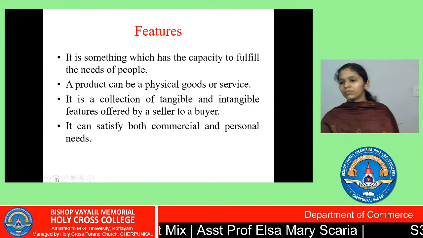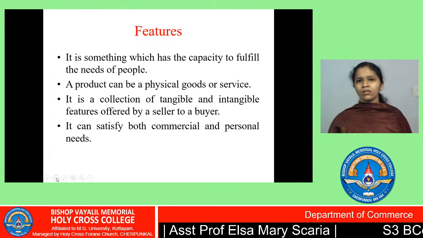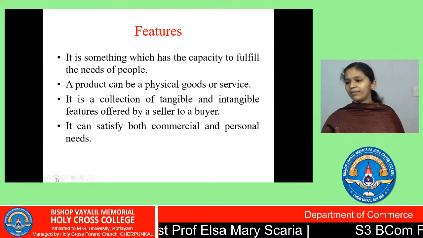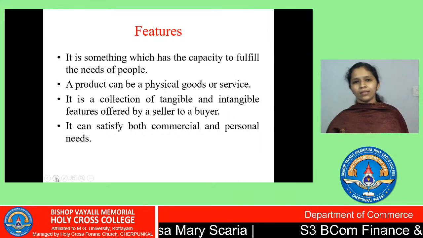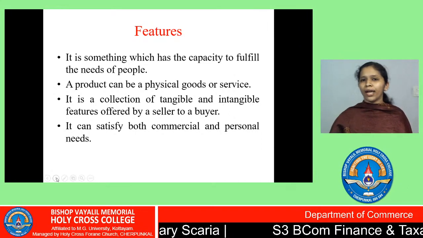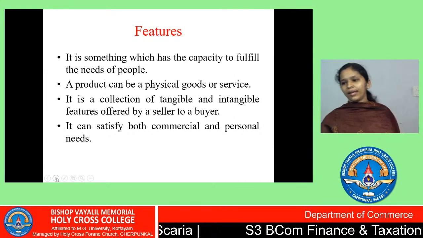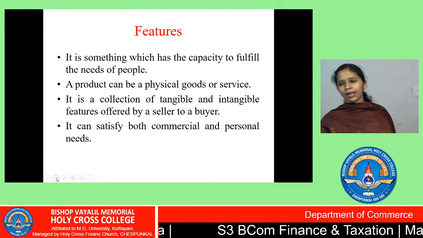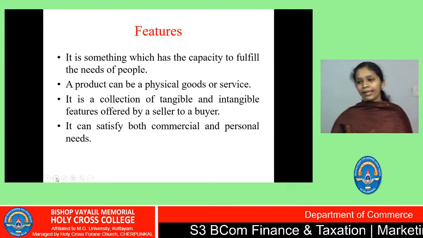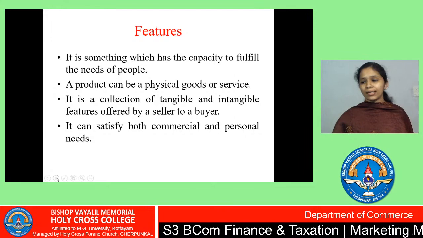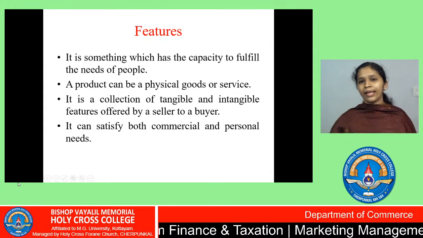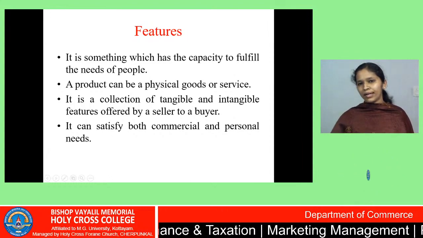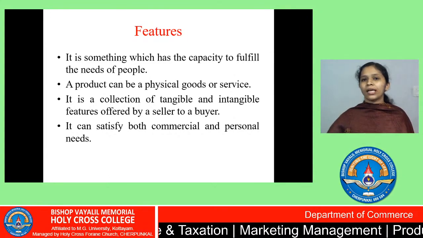Then second one, product can be physical goods or service. I have already mentioned. The third one, it is a collection of tangible and intangible features offered by a seller to a buyer. The next one, it can satisfy both commercial and personal needs. That means a product must satisfy the commercial needs of the company. What do you mean by commercial needs? That is the profit maximization.